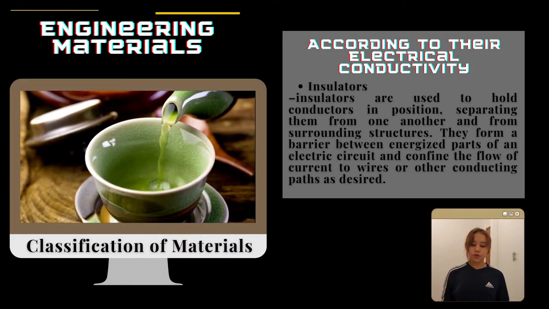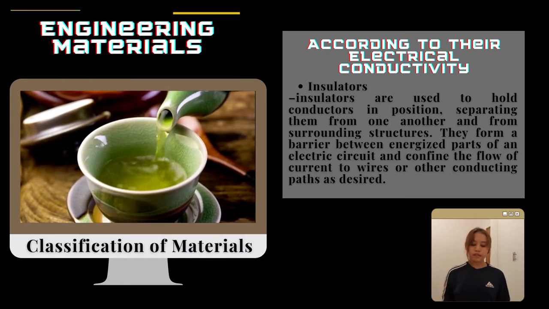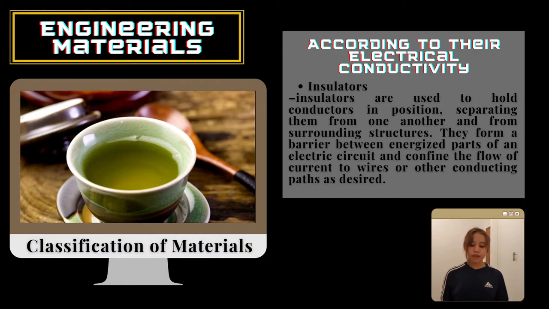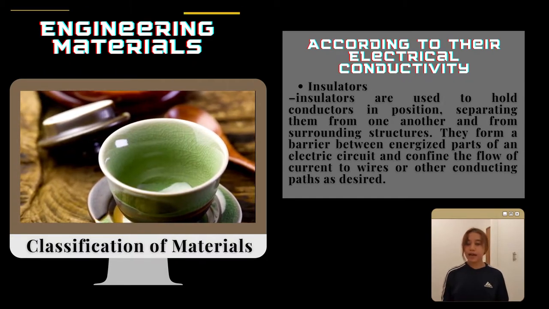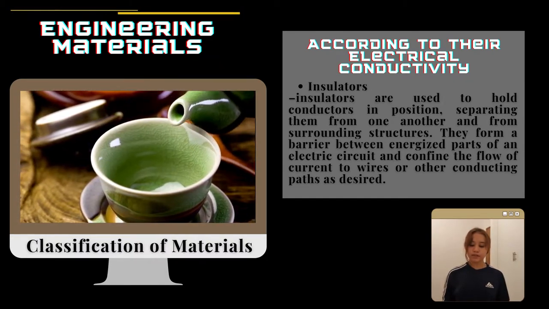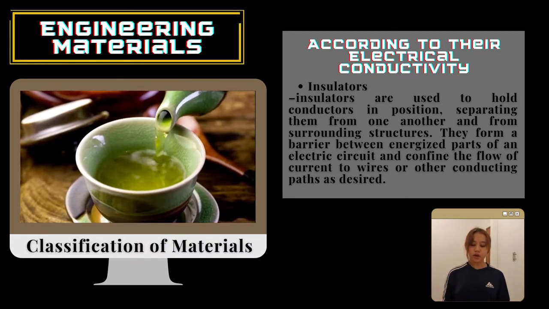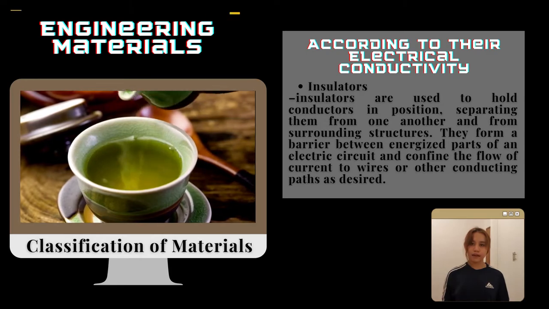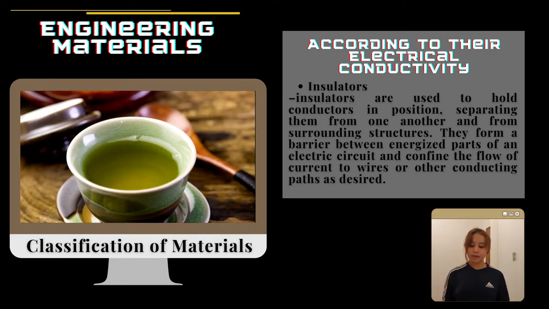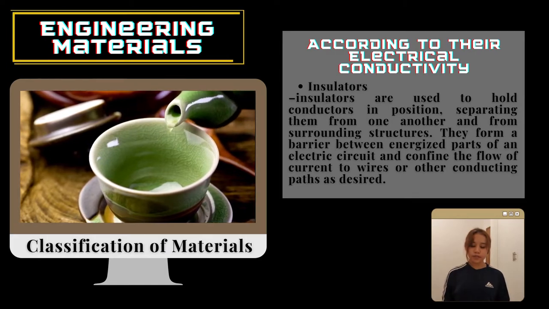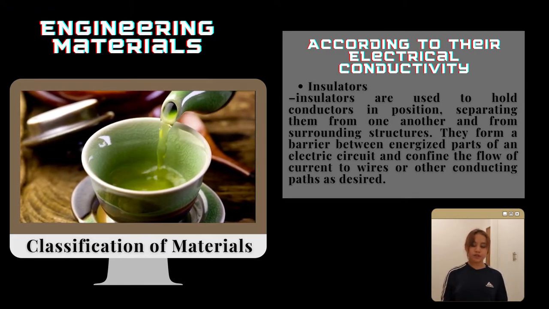Insulators are used to hold conductors in position, separating them from one another and from surrounding structures. They form a barrier between energized parts of an electric circuit and confine the flow of current to wires or other conducting paths as desired. Example, ceramics: inorganic solids that are normally hard, brittle, and stable at high temperatures.